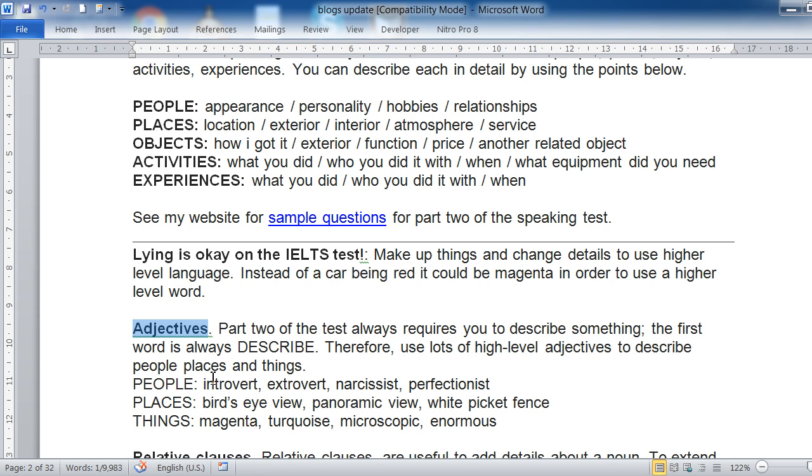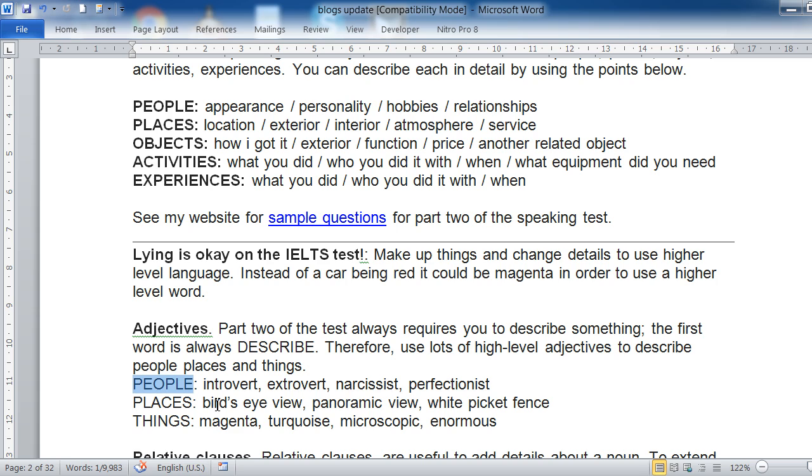Another piece of advice is to prepare lots of adjectives and to use lots of adjectives. Remember, the task is about describing something, so you're always going to have the opportunity to use lots and lots of adjectives. So here's a few that I've written down as an example.